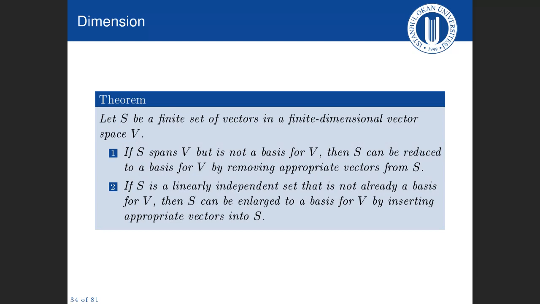Let S be a finite set of vectors in a finite dimensional vector space V. If S spans V, but is not a basis of V, then that means S has too many vectors. What we can do is remove some vectors from S, and we can obtain a basis for V.